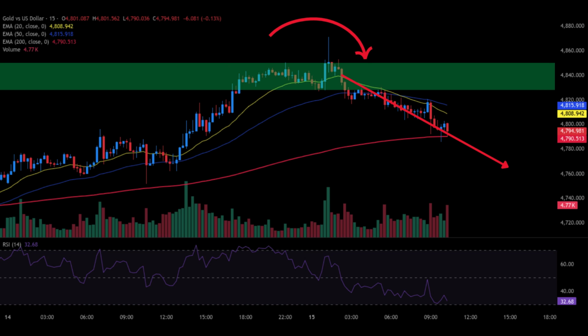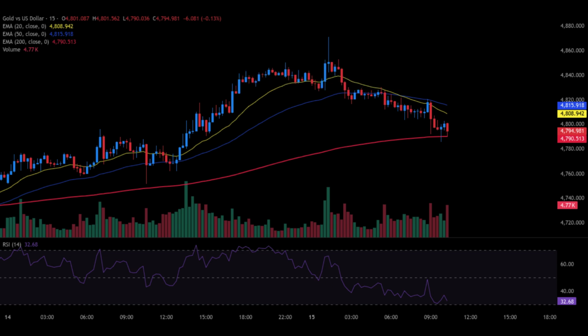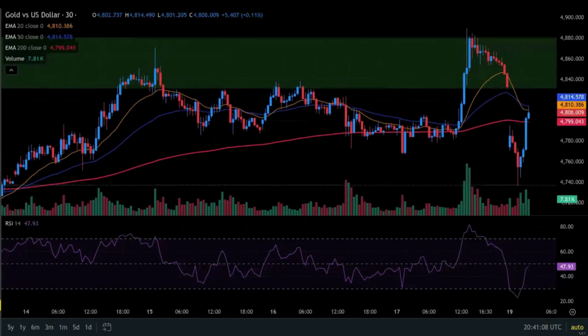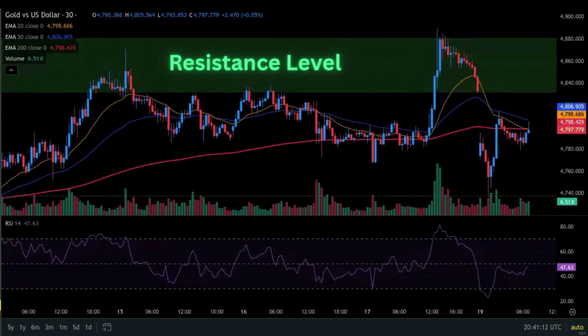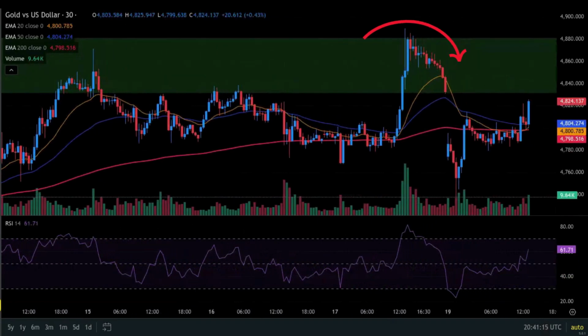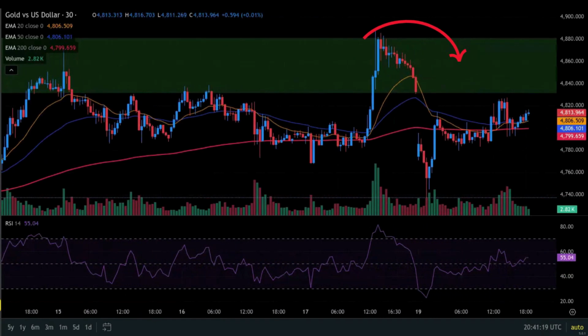Here's what most traders don't understand. Gold will break your level first. Then move in the real direction. Support and resistance works. But only when you use it with structure, direction, and patience.